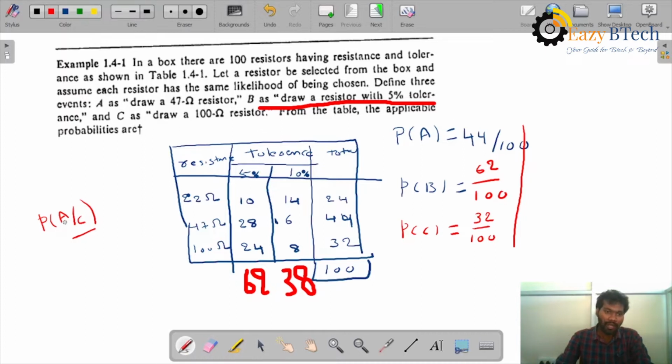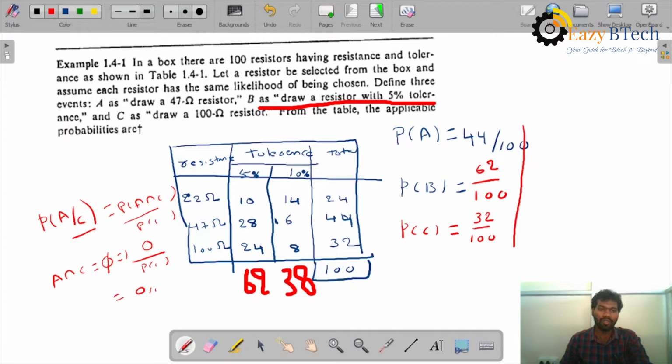So take out the 47 ohm resistors, and that 47 ohm resistor must also be a 100 ohm resistor. That means there is no possibility of a resistor having two values, 47 and 100 ohms. So P of A given C is P of A intersection C divided by P of C. A intersection C has no common resistor, so it is a null set and the probability is 0 divided by P of C. That means P of A given C is equal to 0. That's how you have to do it.